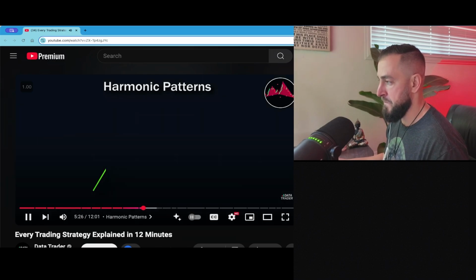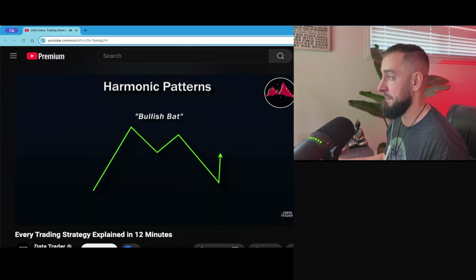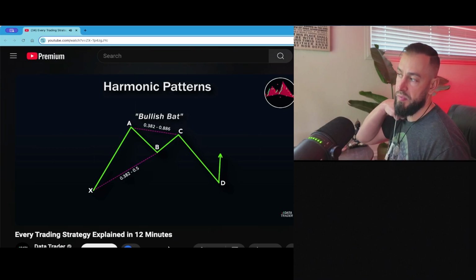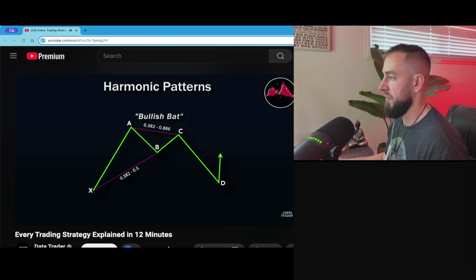For example, a bullish bat pattern is formed when price makes a series of 4 movements that is shaped like the letter M. Each point can be labeled as X, A, B, C, and D, and each of these points has a specific guideline. For example, point X to point B needs to have a value between 0.382 and 0.5. Point A to C needs to have a value between 0.382 and 0.886. And the same thing works for the other points.